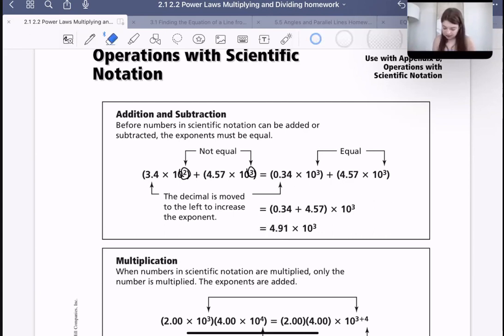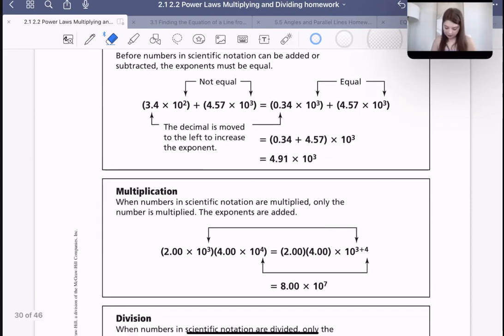Okay, so that aside, we're going to switch these so that the exponents can be equal. Then we're going to factor out these two numbers, what we're adding, and we're going to add them together. When we add them together, we get 4.91, and then that's going to be times 10 to the power of 3. So there we have it. All we need to do to add these up is we need to move the decimal point to make sure the exponents are equal, and then we can add the two values together.